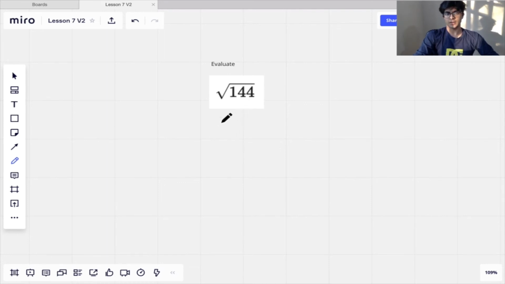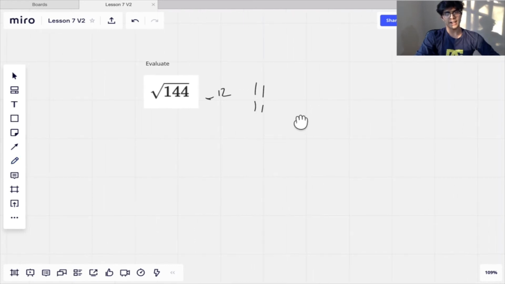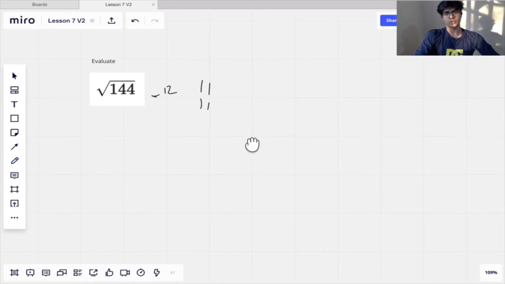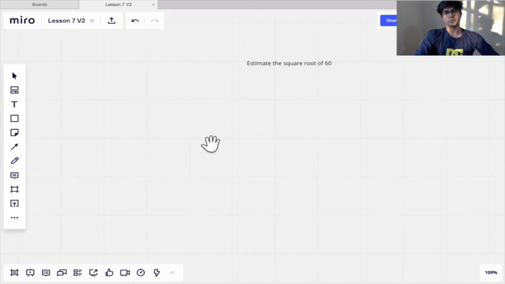Okay, 11 times 11. Perhaps you're not sure, you can get out your cross multiplication and try that out. That's 121. So it's not 11 squared. Okay, let's try 12. Well, 12 squared works out. So we know it's 12. And that's my point before about how you need to recognize some of the roots, some of the powers. So now estimate the square root of 60.